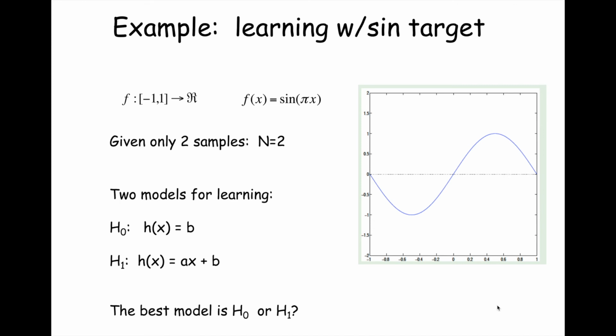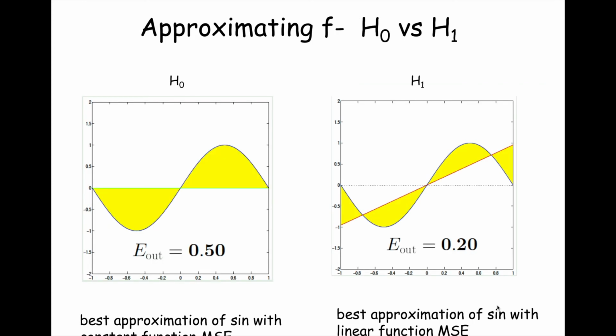H0 can only go straight across at a different height, but H1 can tilt arbitrarily. Okay? All right, any questions about this? No? All right. So let's try to do an approximation.